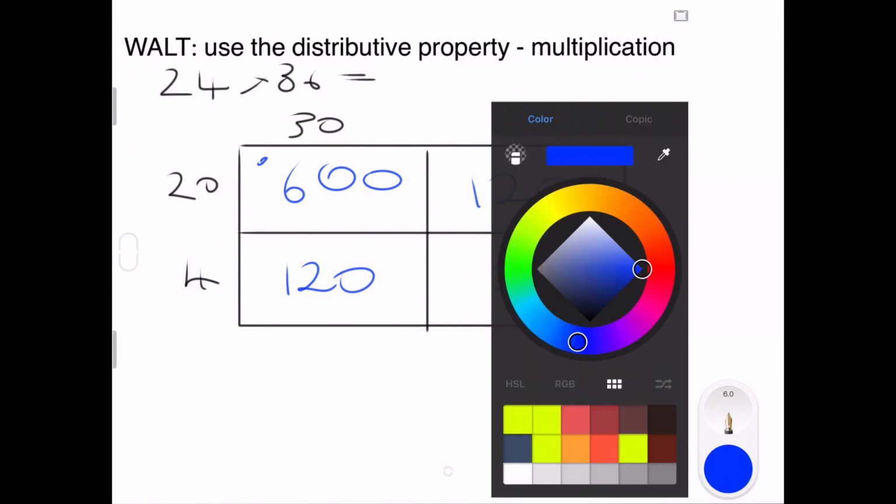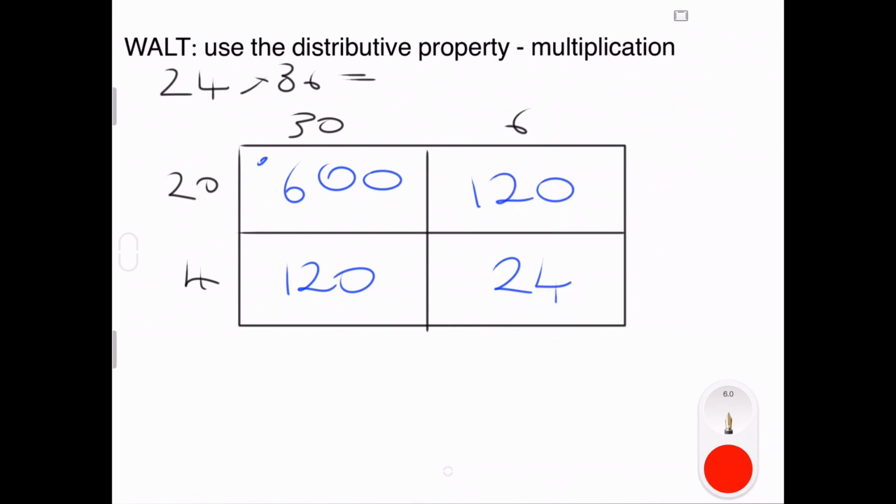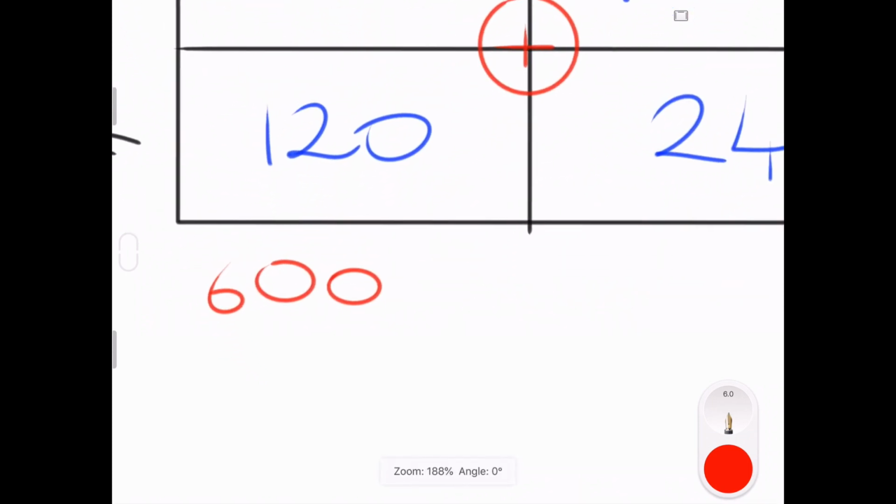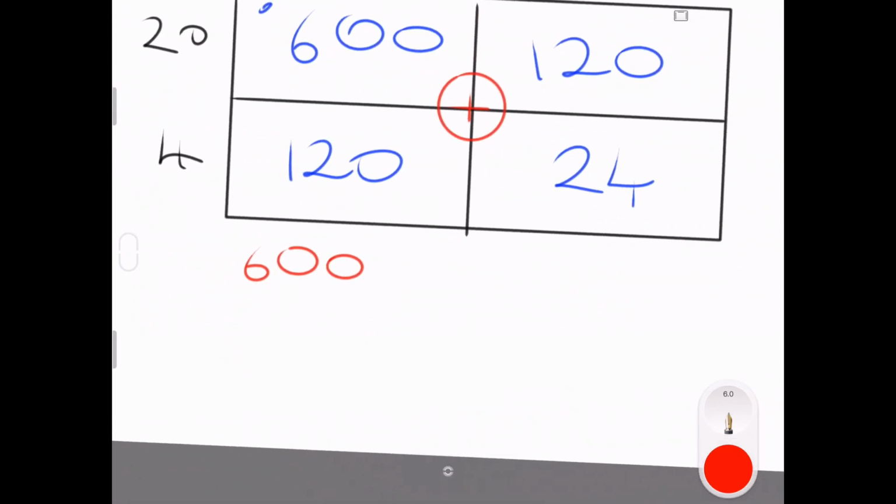So now all I need to do is add all of these numbers together. I'm going to add them. Okay? So 600 plus 120 plus 120 plus 24. Okay, add them together. 4, 6, 8. 864. So I get the exact same answer as before.